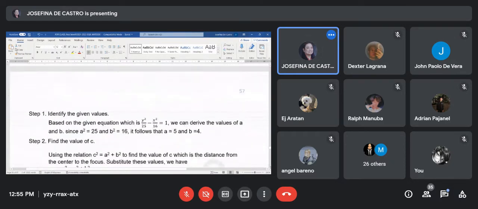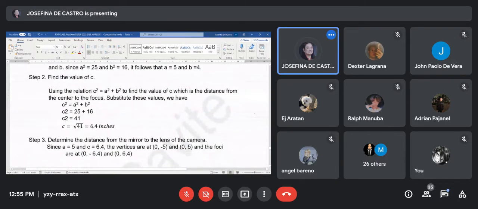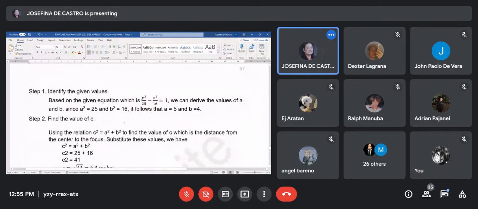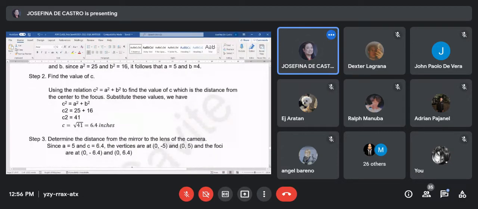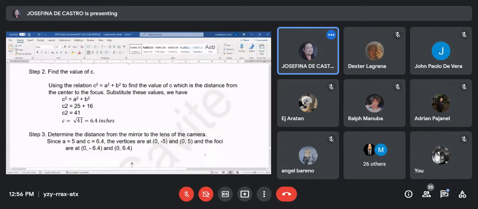So, ang tinatanong lang sa atin noon ay C. Okay? Finding the value of C. Yun lang yun. C is equal to 6.4.